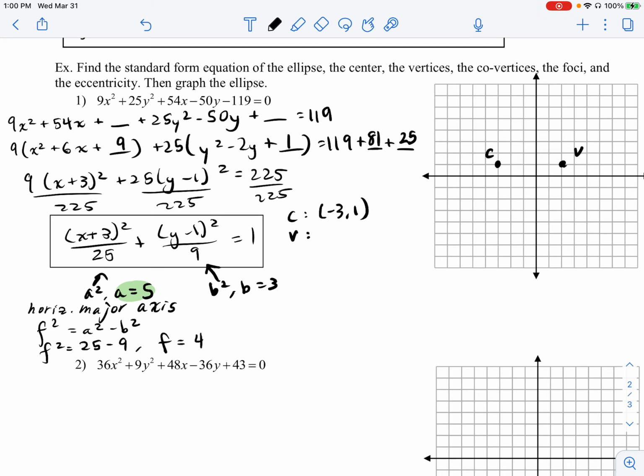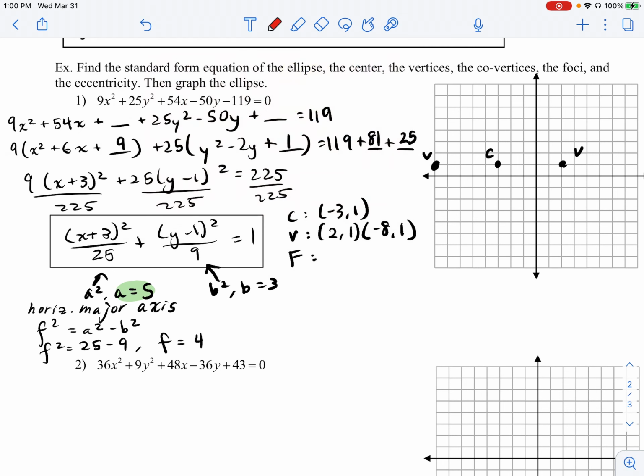Or I could just go ahead and add and subtract this to my x value of my center. So negative 3 plus 5, we said was 2. Negative 3 minus 5 is negative 8, 1, which means right over here, there's my other vertex. And I know that my foci are going to be 4 units away on each side. So let's go ahead and plot those.